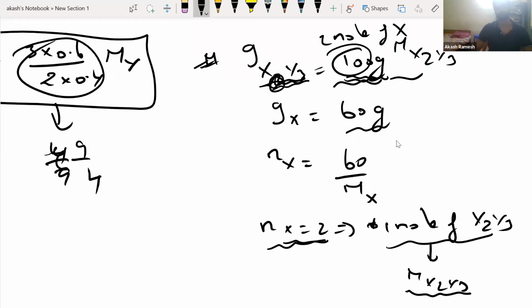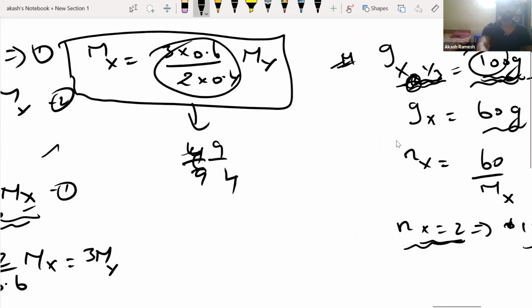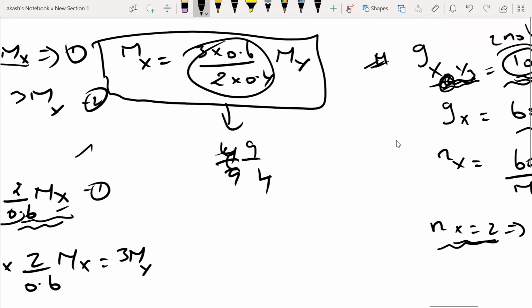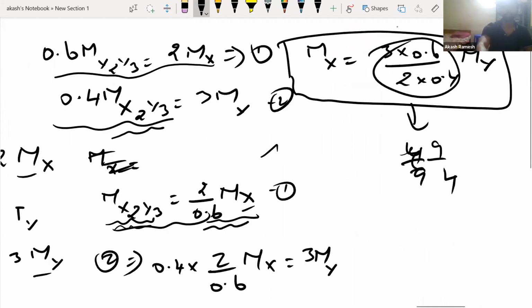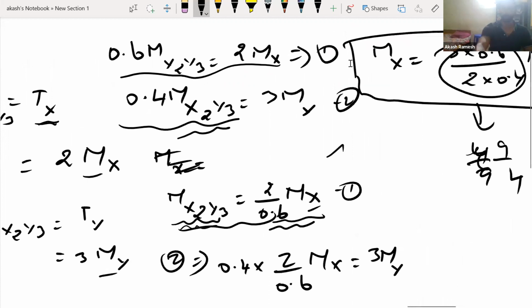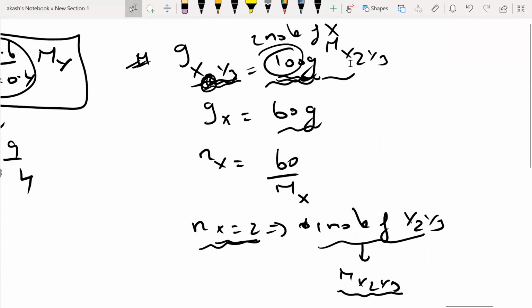Yes, sir. But how will it be 100? It's just an assumption. We are assuming that the given mass is 100. Molecular mass we don't know. Molecular mass is different. This 100 you can assume, but this is not the molecular mass. This is the given mass. Do I make sense?